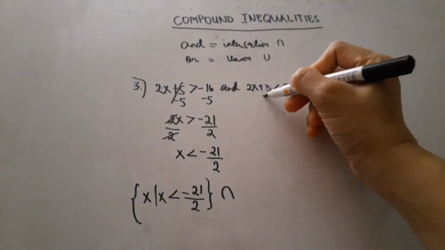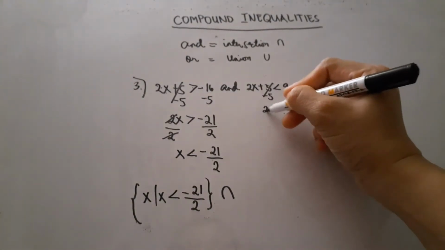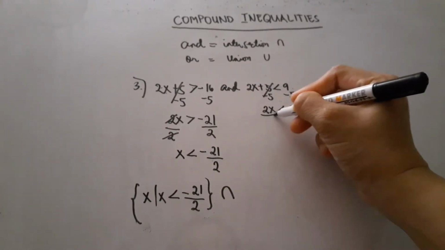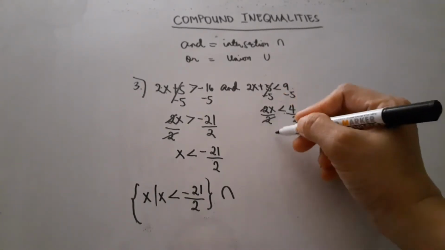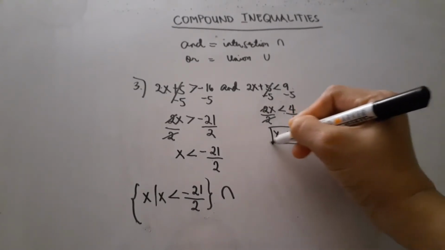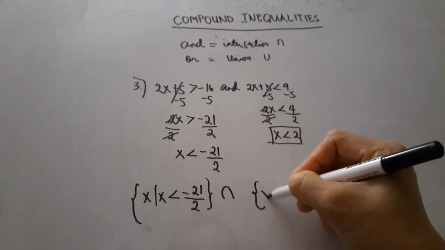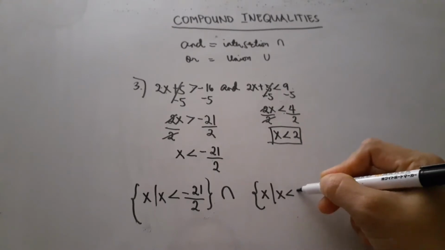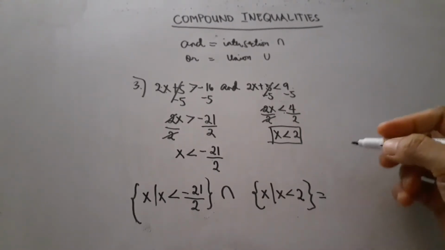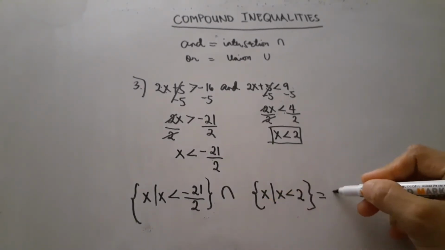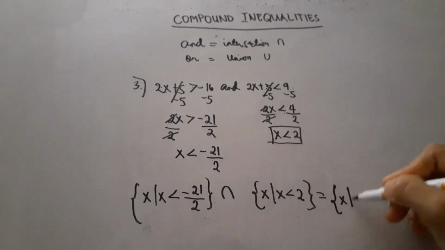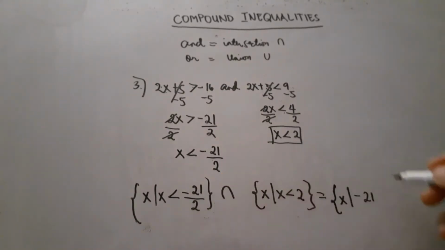Solving the second inequality: since "and" is the intersection, we subtract 5 from each side, cancel out 5 and negative 5, so the remaining is 2x. Then we divide each side by 2, and x < 2. The set builder notation is the set of x such that x < -21/2, intersection with the set of x such that x < 2. Since it is less than, we put the number first: -21/2 < x < 2, and this is the answer.